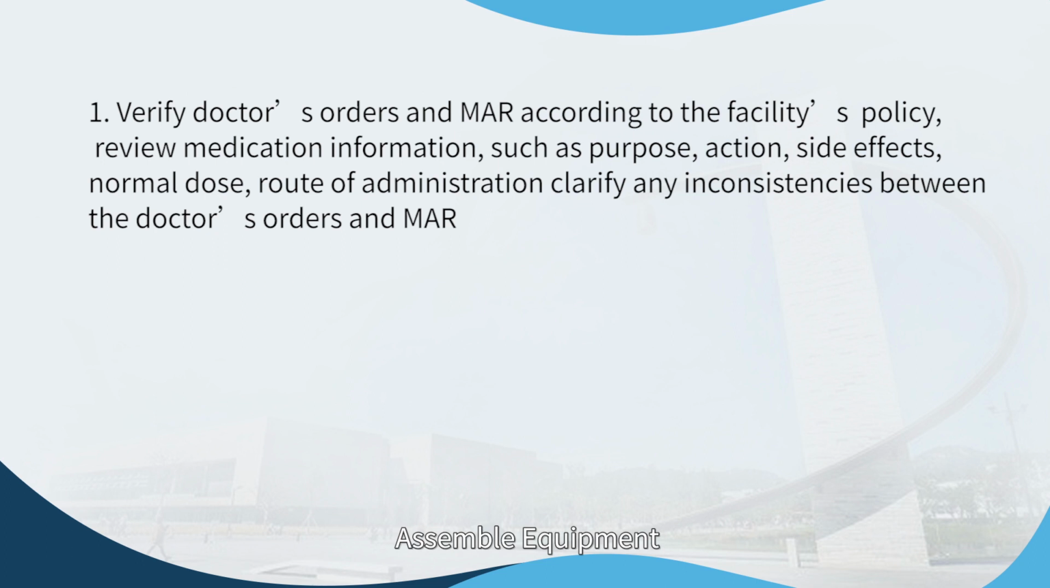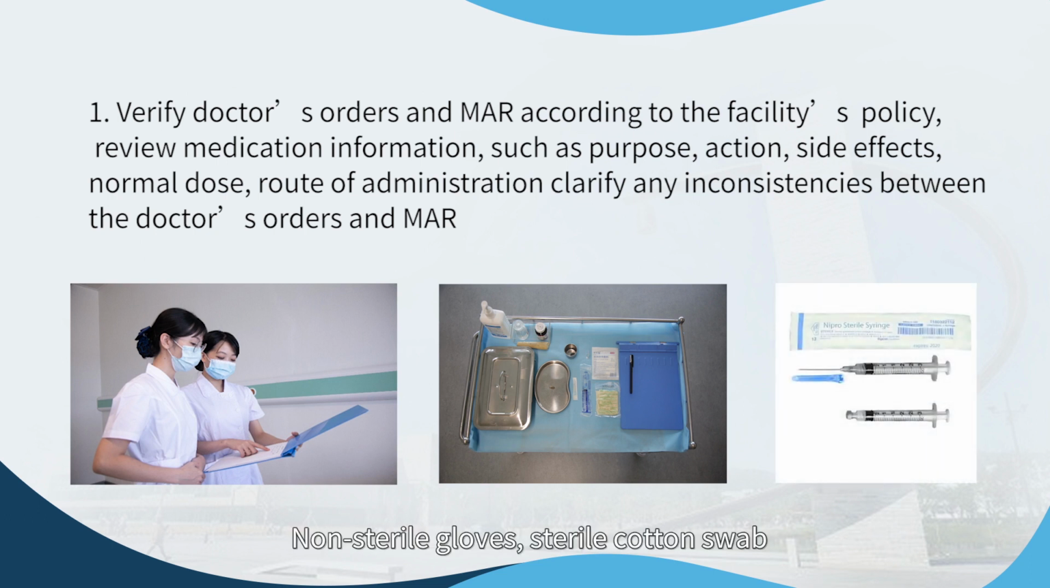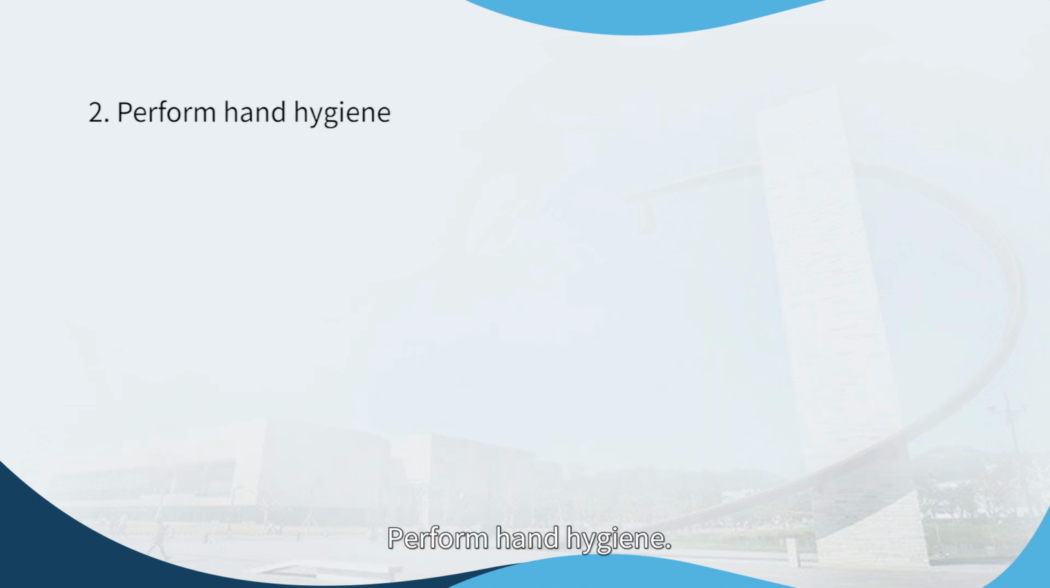Assemble equipment. The necessary equipment for IM is shown in the photos: non-sterile gloves, sterile cotton swab, syringes, needles, and sharps container. Remember, the syringe for IM is usually a 2 to 5 milliliter syringe with a 22 or 23 gauge, or number 6 or 7 needle in China. Perform hand hygiene.